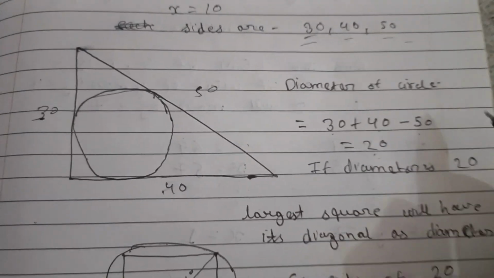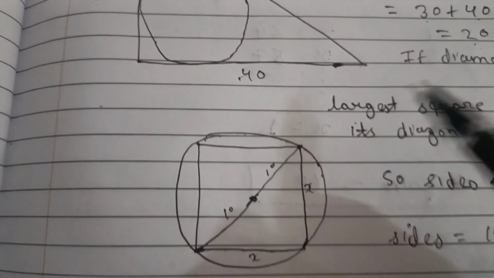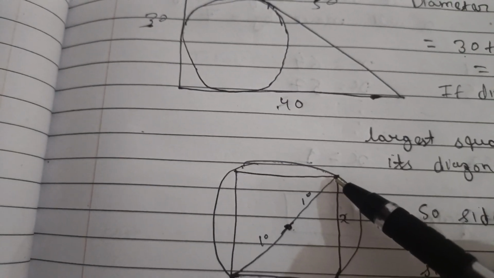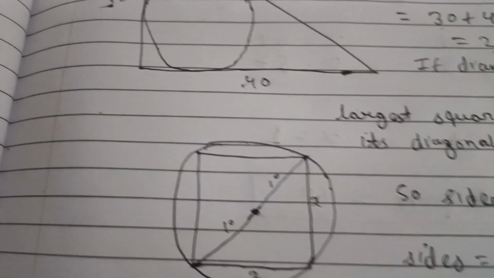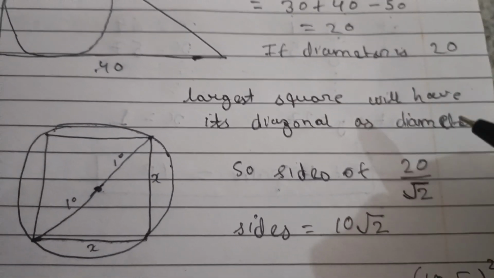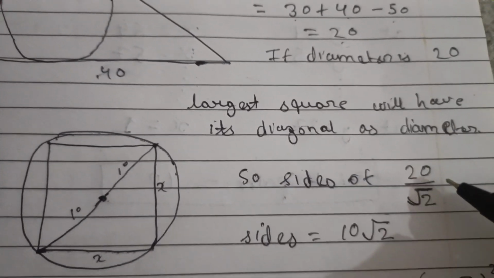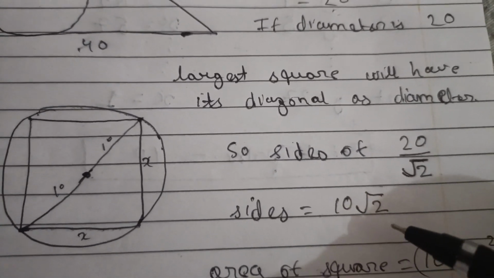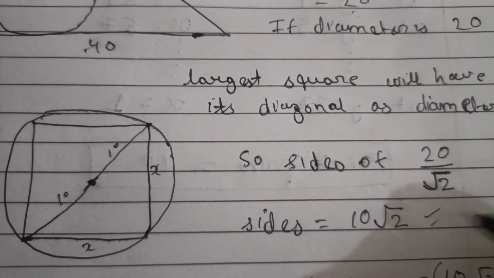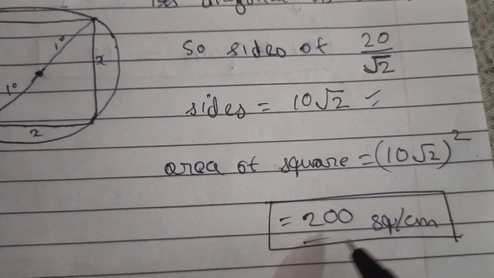If 20 is the diameter of the circle and we draw the largest square in the circle, the diagonal of the square will be equal to the diameter of the circle. So the diagonal of the square is 20, and it can be divided by root 2 to get each side. So each side of the square is 10 root 2, and squaring it, we get to know that 200 is our answer.